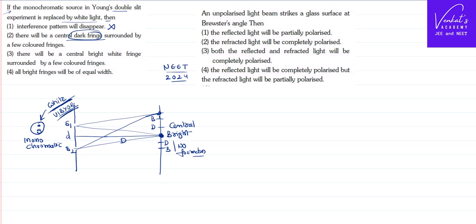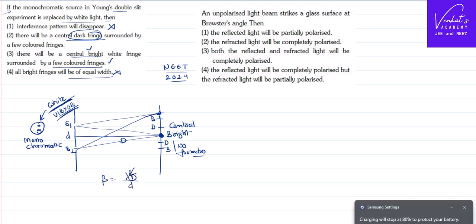"There will be a central bright spot surrounded by a few colored fringes" because of the multiple colors, that is correct. "All bright fringes of equal width" is wrong, because the fringe width equals lambda D by d. Lambda is different for each of the colors, so that is not going to happen. So option 3 is the right answer: there will be a central bright spot surrounded by a few colored fringes.